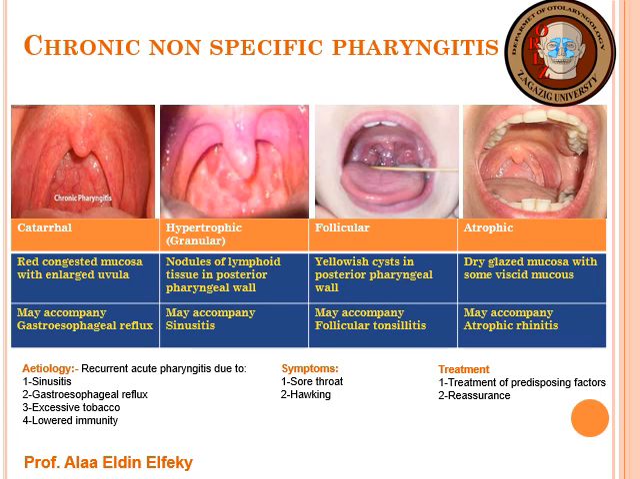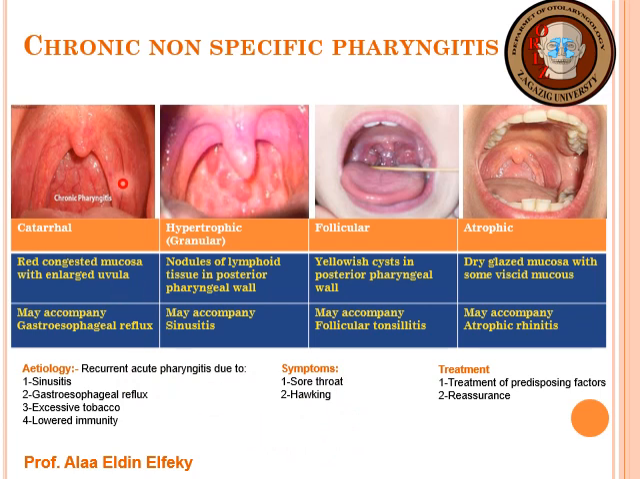Now we have to review chronic non-specific pharyngitis. This is due to recurrent attacks of acute pharyngitis. Why recurrent attacks? This means there are predisposing factors. The most common are sinusitis because of descending infection, nasal obstruction, gastroesophageal reflux, excessive tobacco, or any cause which lowers immunity. These are predisposing factors which cause recurrent attacks of pharyngitis.